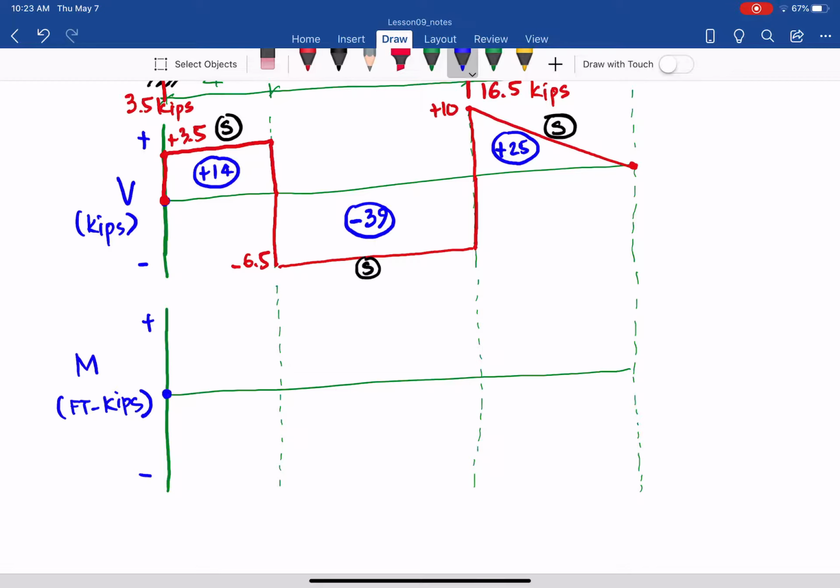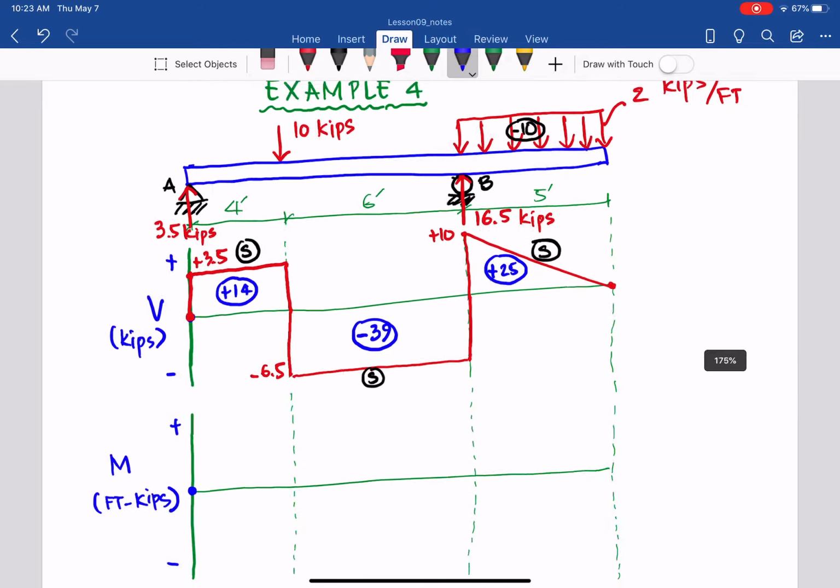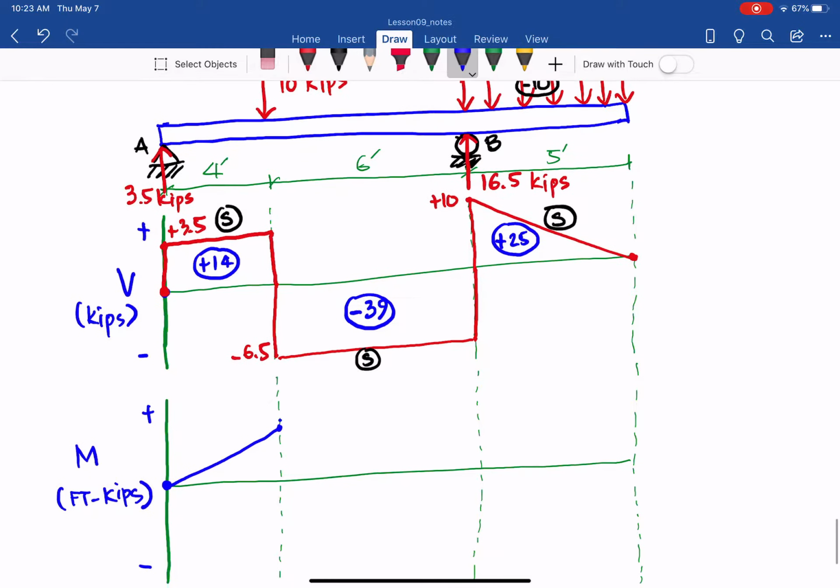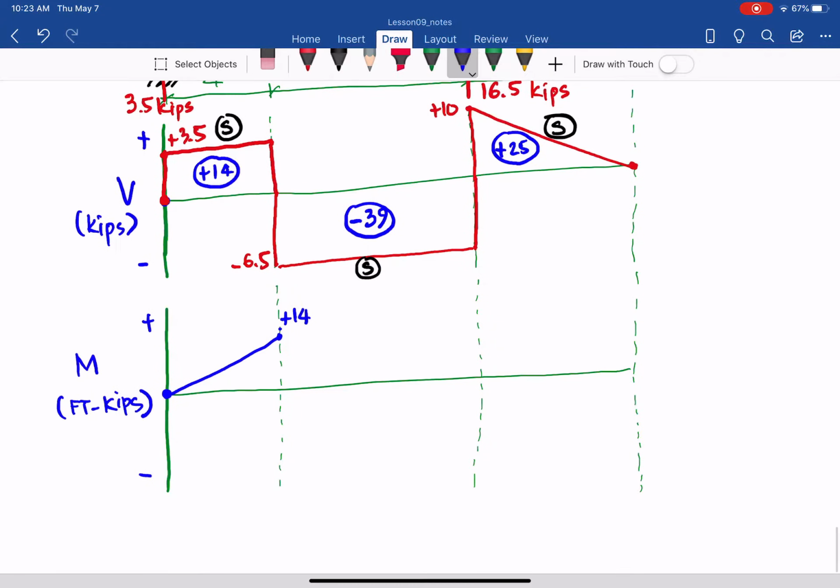Moment diagram, again from the left, start with 0, as you can see. And then the change in moment equals the area under the shear curve. The area under the shear curve from 8 to 10 kips equals 14. So you will move here to 14. And the slope of the moment equals the magnitude of V. V is 3.5, and the slope here is constant. So going back to here, it will be 14 foot-kips. Everyone see that?